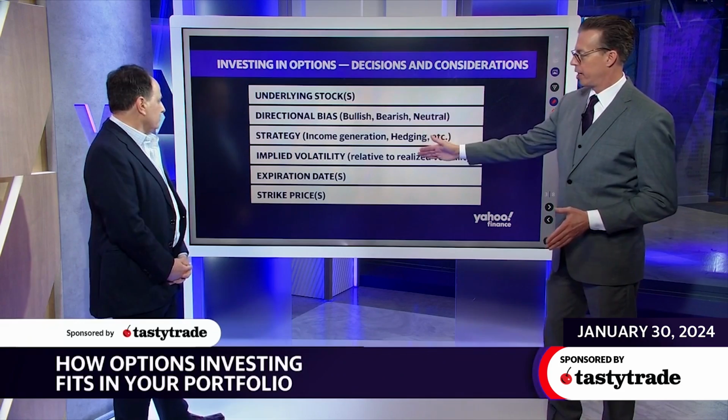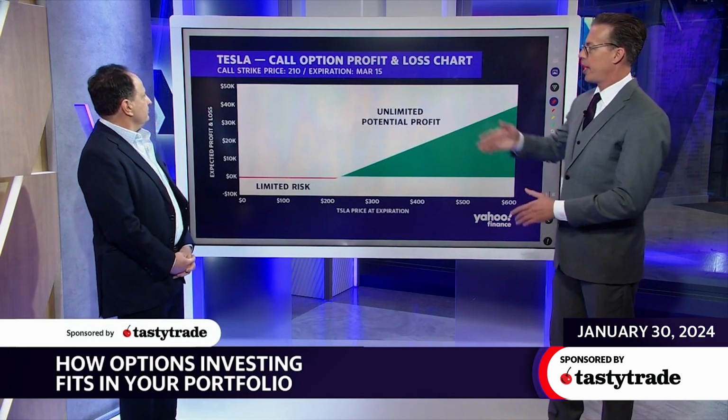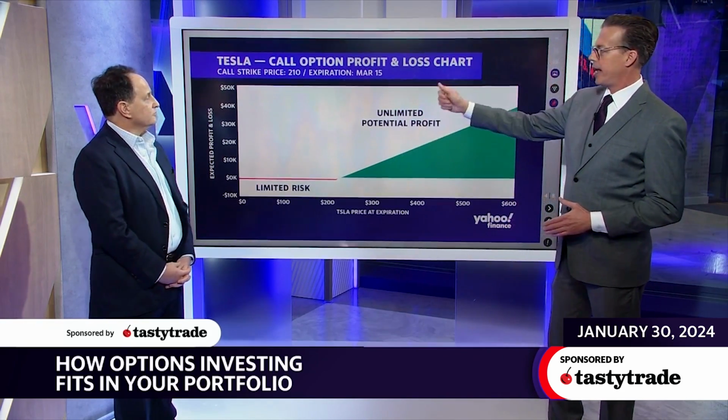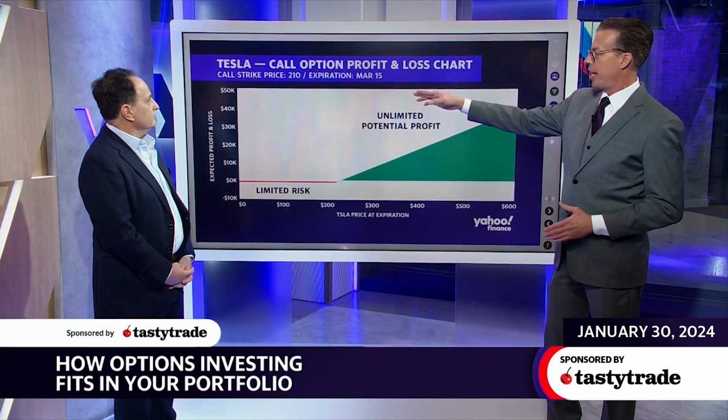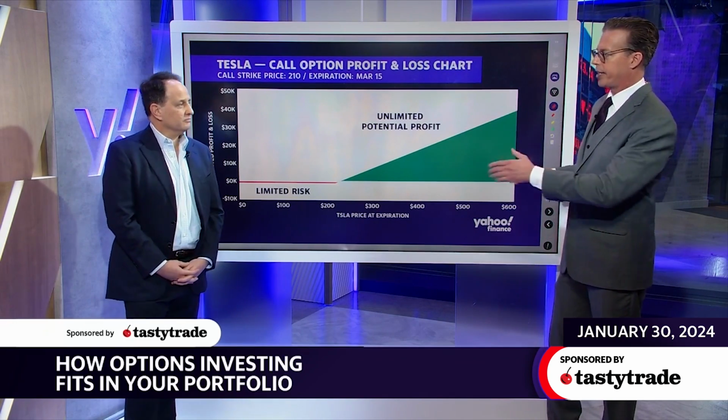Just want to point out that we have to consider expiration dates and strike prices. And let's give an example. Here's Tesla, where we have an options chart, profit and loss, and this is for a Tesla call at the strike price of 210, expiring the monthly expiration on March 15th. So just kind of break down this trade for us.